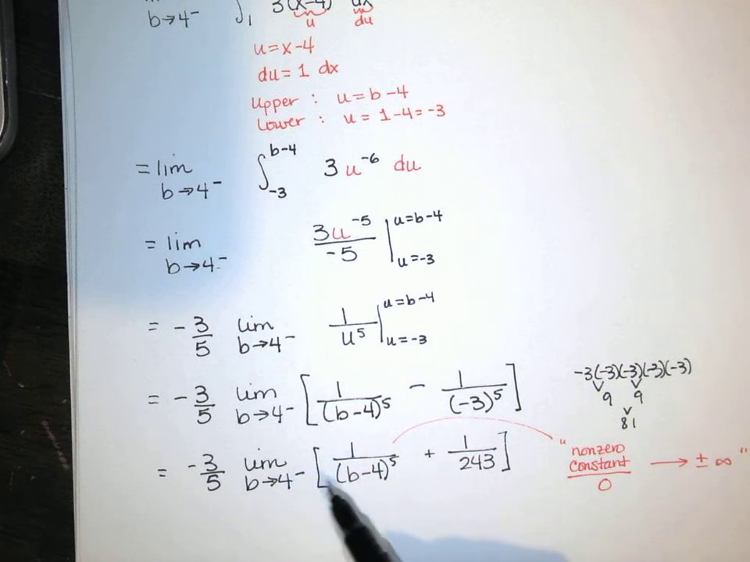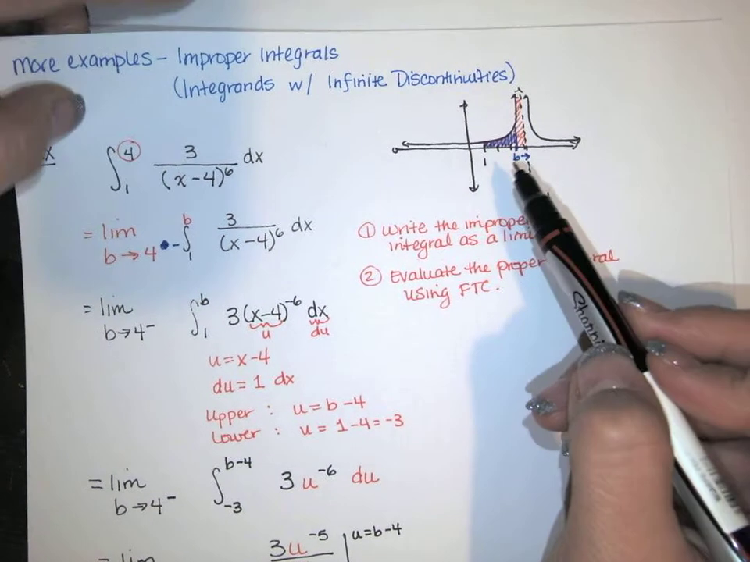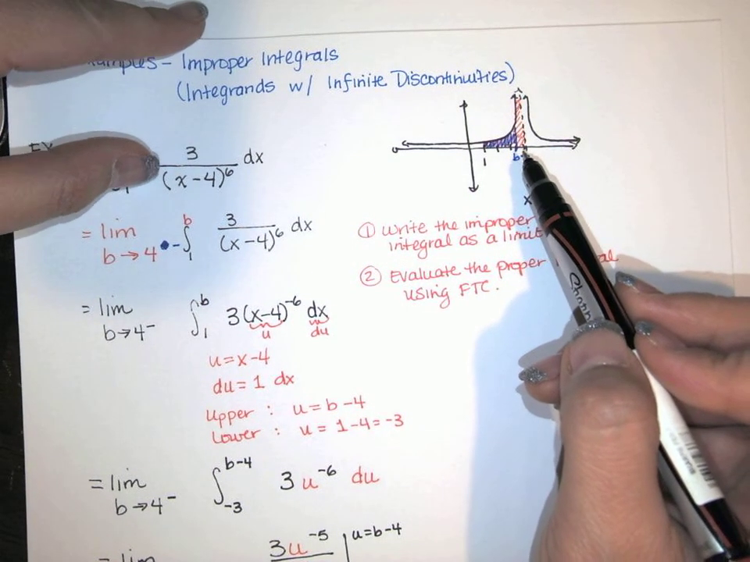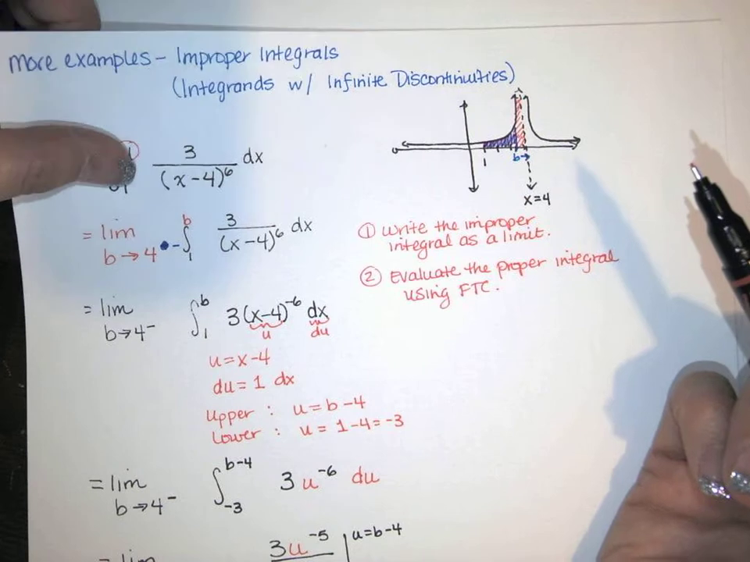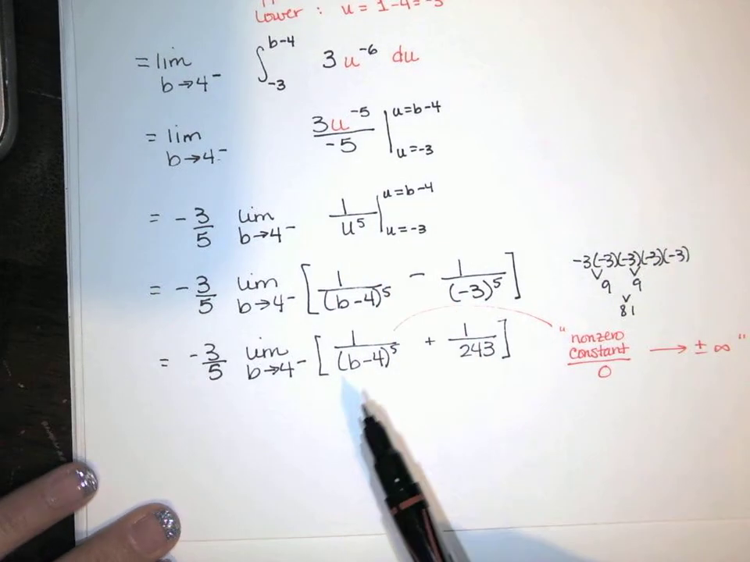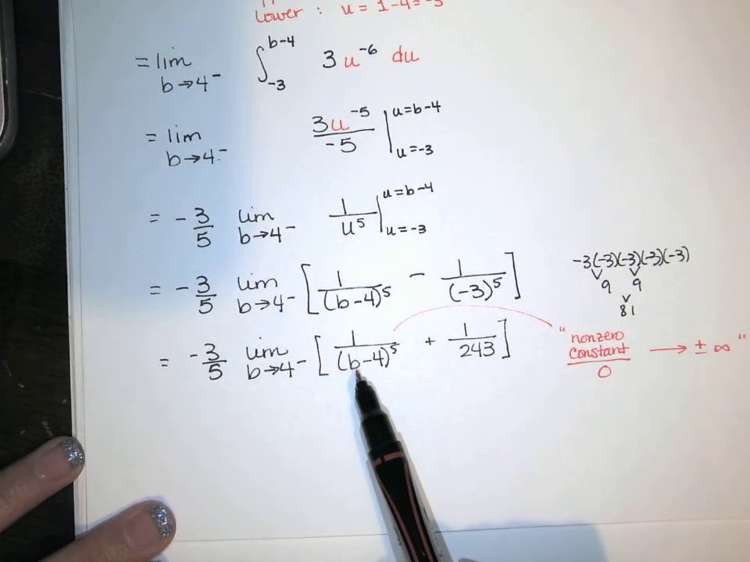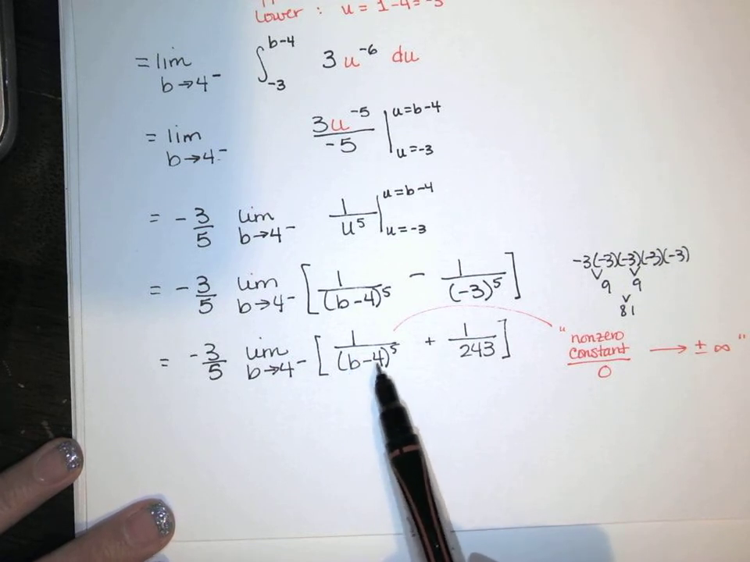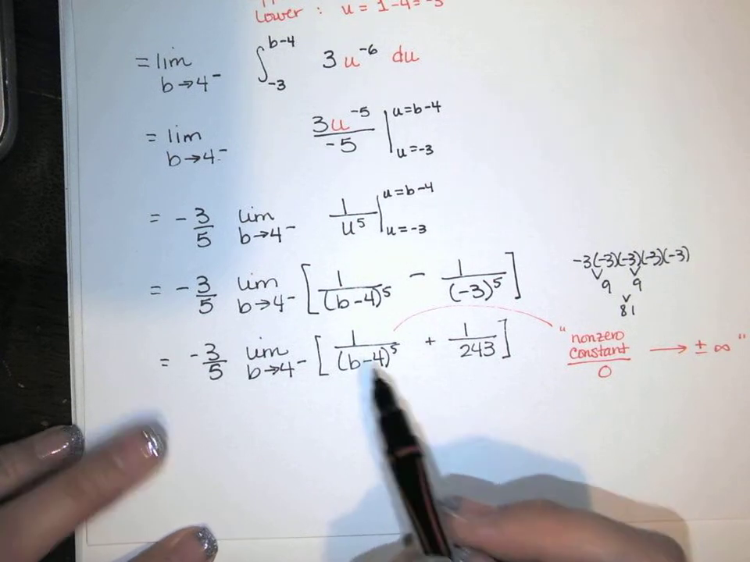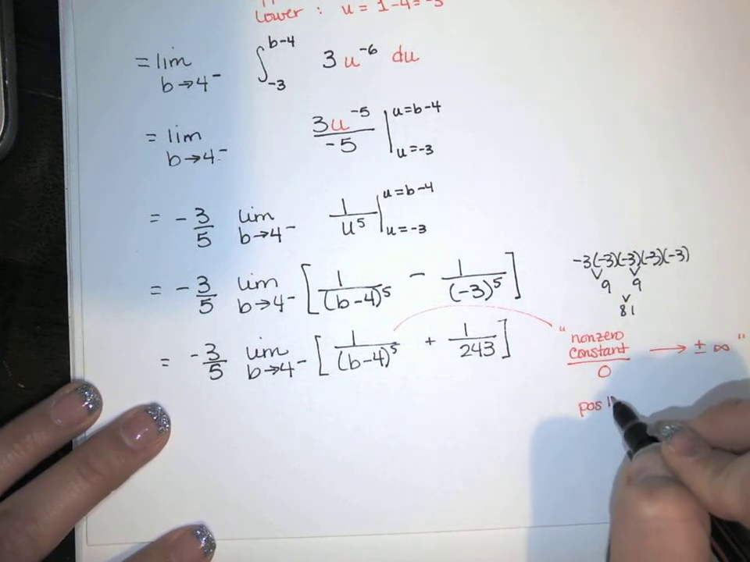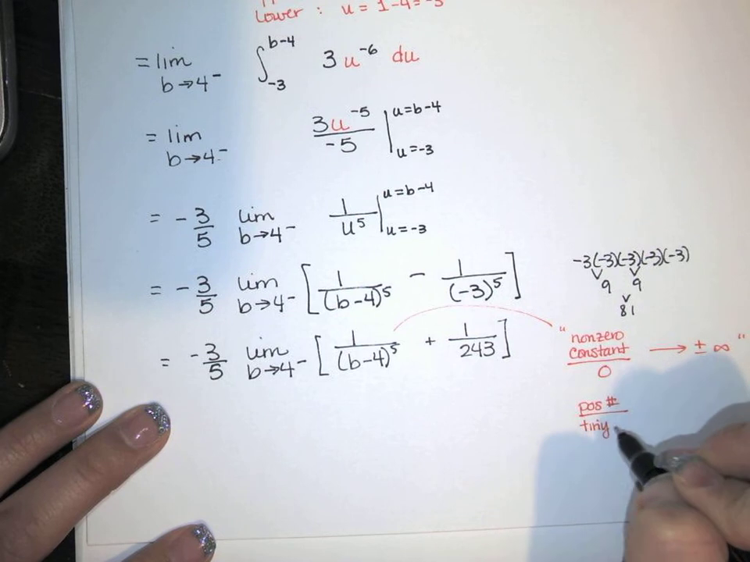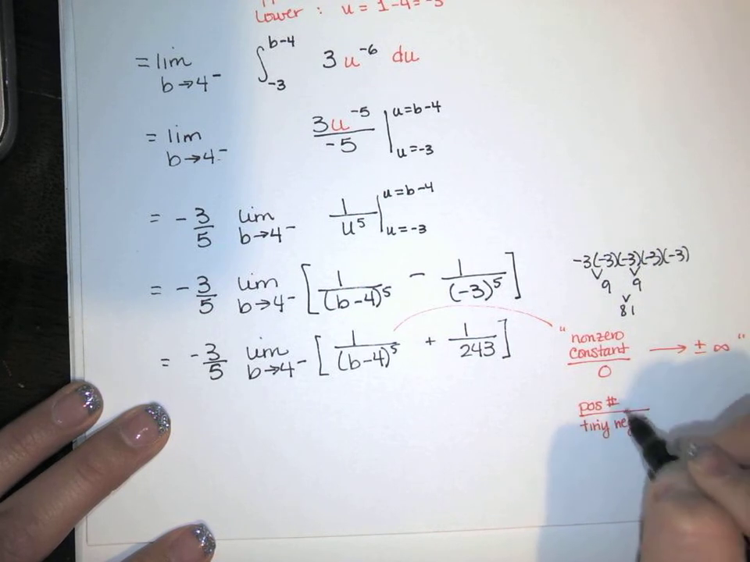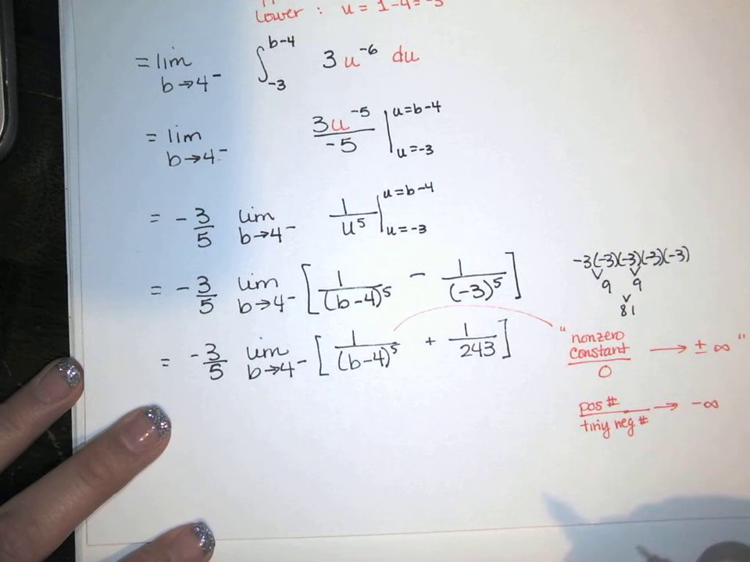I have to think about the sign of b minus 4 all raised to the 5th as b approaches 4 from the left. And my picture would really help me here. As b approaches 4 from the left, I'm looking at values of b that are slightly less than 4, like 3.999. So if I take b and I replace it with 3.999, 3.999 minus 4 is negative. If I take a negative number and I raise it to the 5th, it's still negative. So what I end up with here is a positive number divided by a tiny negative number. Positive over a negative is a negative, so that's going to go to negative infinity.